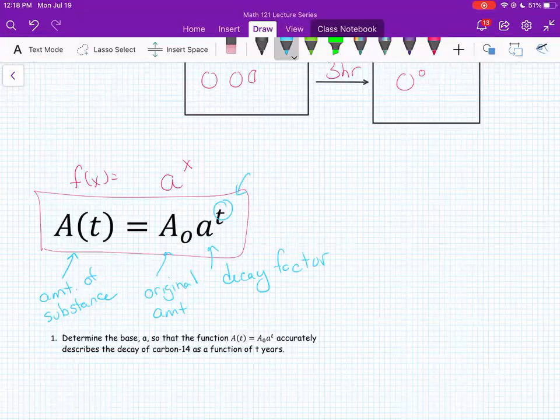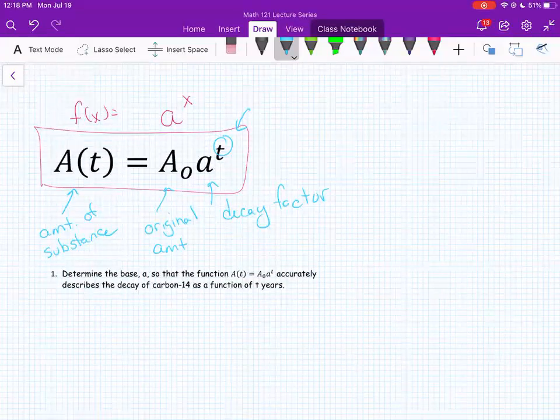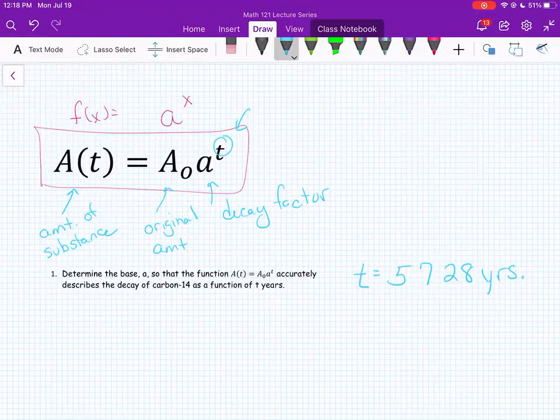In this question, we're being asked to determine A so that the function accurately describes the decay of carbon-14. To solve this, you have to know the half-life of carbon-14. I'm going to tell you that the half-life is 5,728 years. And what that means is if you had 100 grams of carbon-14, in 5,728 years you would only have 50 grams.